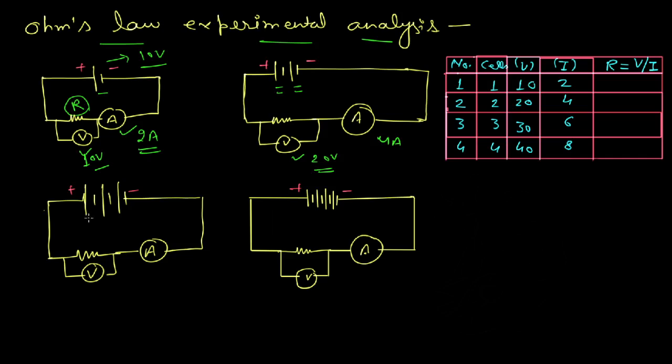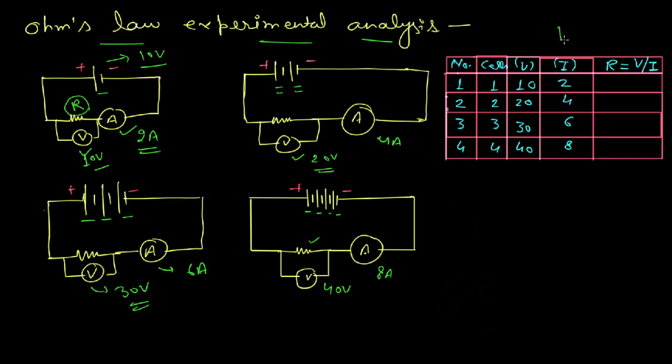In the third case, we have 3 cells, 1, 2 and 3, and here the potential difference is 30 volt and the current flowing through the resistance is 6 ampere. In the fourth case, we have connected a total of 4 cells, 1, 2, 3 and 4. So the voltmeter reading will be 40 volt, and the current flowing through the resistance will be 8 ampere.